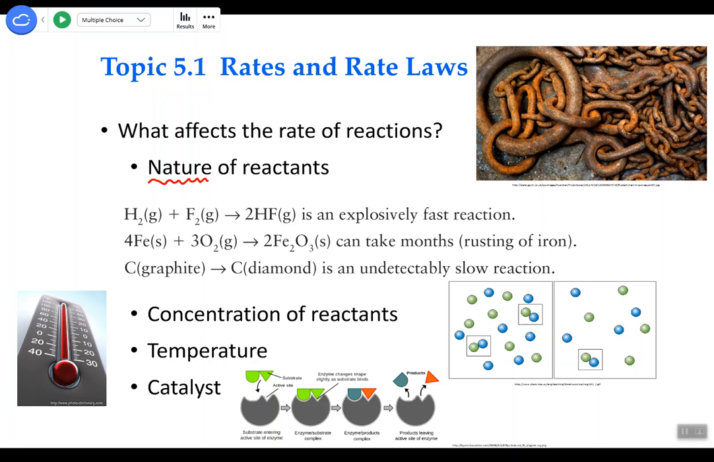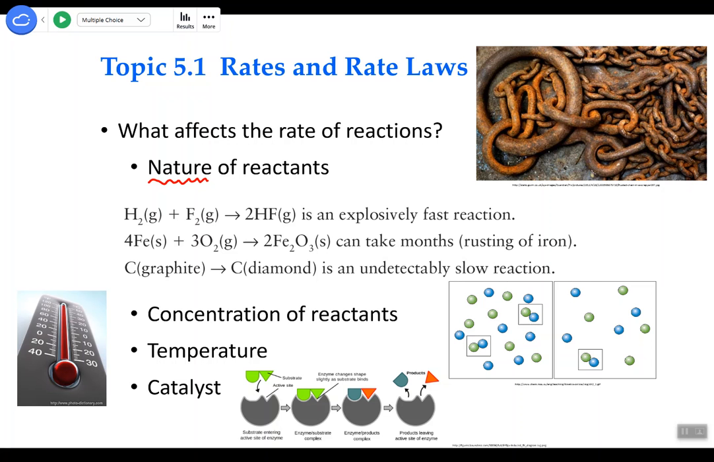Carbon graphite with sp2 hybridized carbon turning into diamond, sp3 hybridized carbon, you're going to be waiting a really long time. Basically, don't wait. If you're planning to have a diamond ring in the next 20 years, don't just start with a lump of coal. It's going to take way too long. Very, very slow. And this just depends on the nature of the reactants.